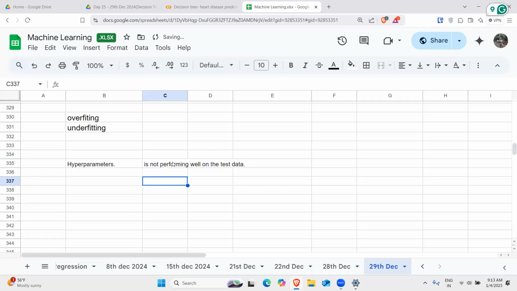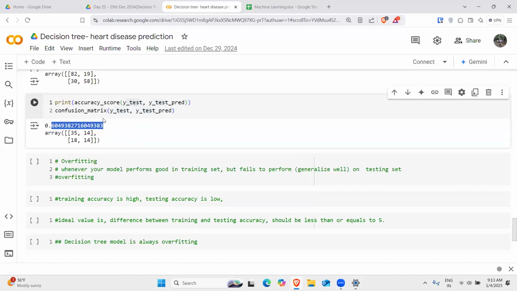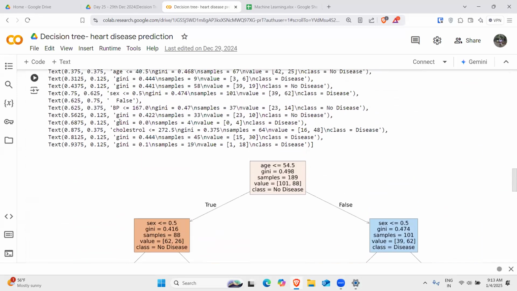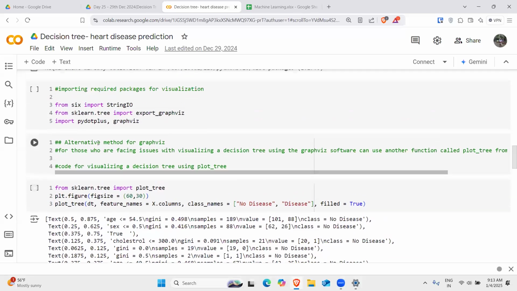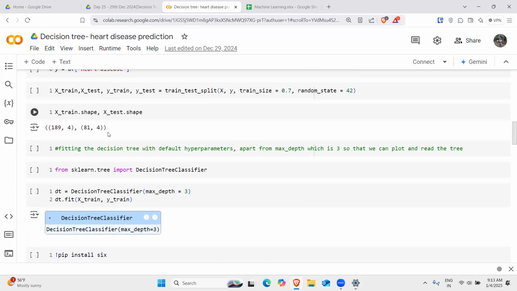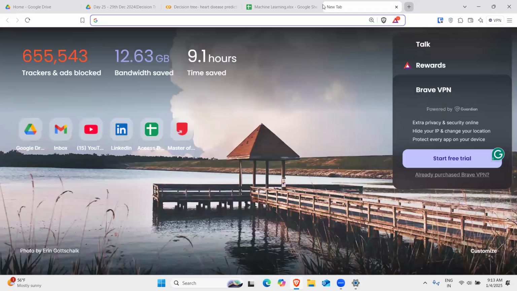This is because we built our model on default parameters, right? What are the default parameters? We have not added any parameter while building the model. For example, whenever I created the object, that is the decision tree, I have only added max depth. That's all. I have not added anything. Yes or no?